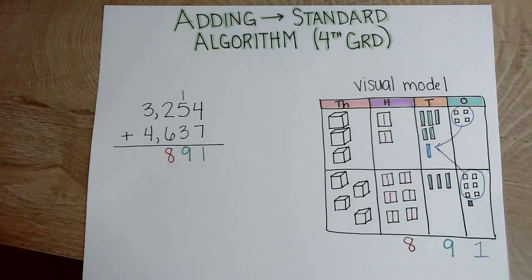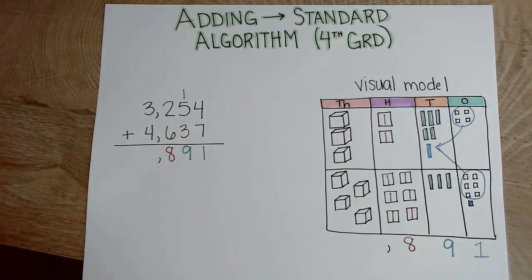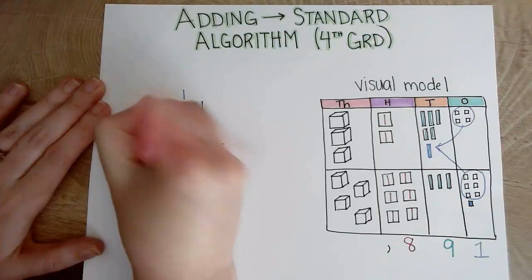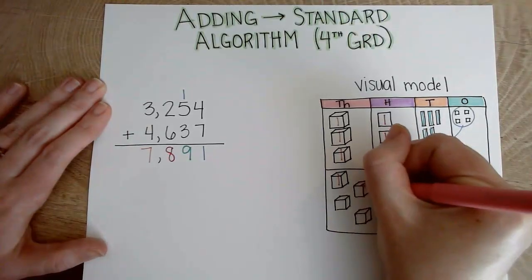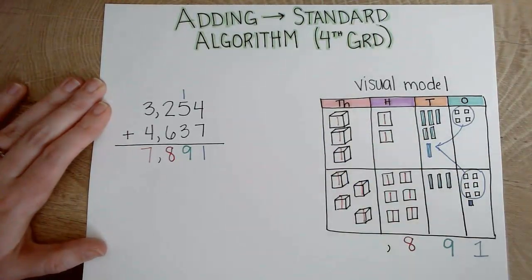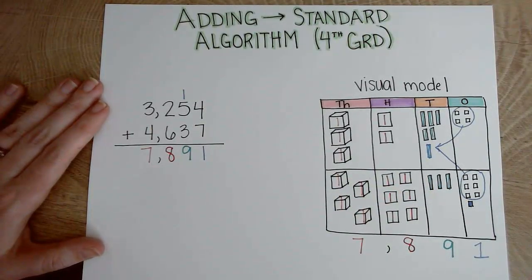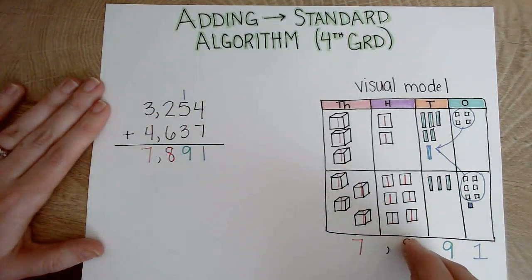Now, because we're dealing with thousands, we want to make sure that we drop that comma, separating our periods. And we're ready to take a look at the thousands place. Here we have 3,000 at the top, 4,000 at the bottom. 3 plus 4 is 7. 1,000, 2,000, 3,000, 4,000, 5,000, 6,000, and 7,000. So we were able to see here with a standard algorithm as well as a visual model.